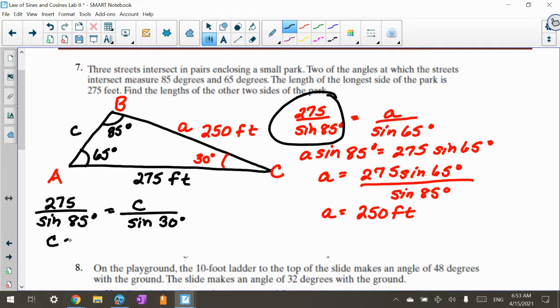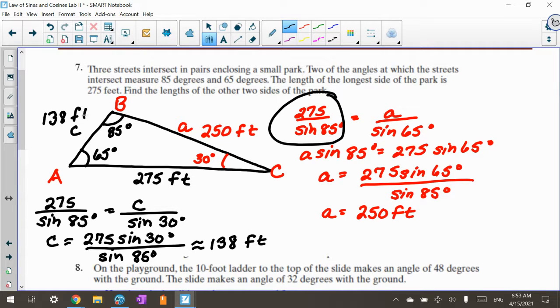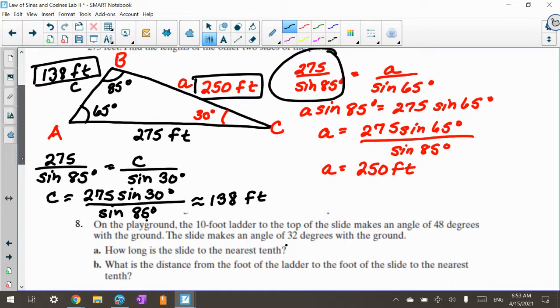So if I solve for c, I'm skipping a step here because I'm running out of room. It's going to be 275 times the sine of 30 degrees all over the sine of 85 degrees. And when I put that in my calculator and round it, I get 138 feet. So this is 138 feet. So there we found the other 2 sides. At the beginning of this lab, the first 2 videos are predominantly the law of cosines. This one, I use the law of sines twice. It just depends on whatever information they gave you, and I like using that part.